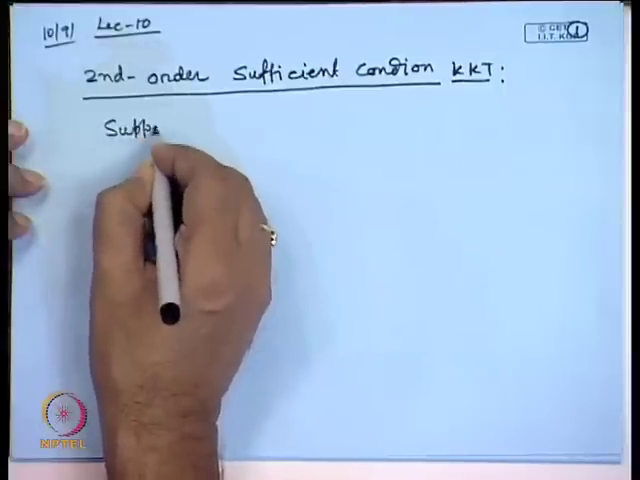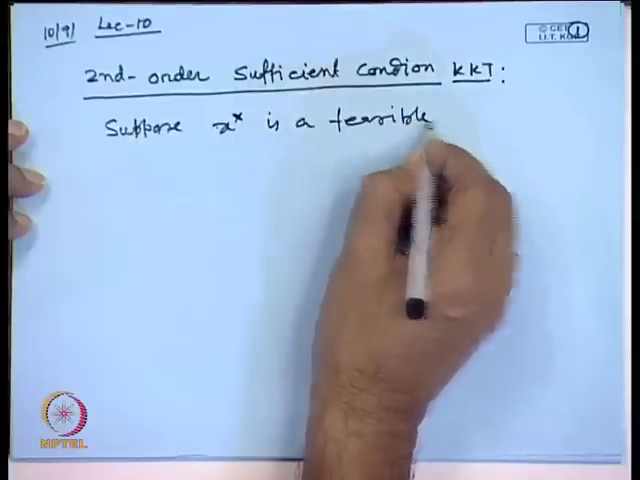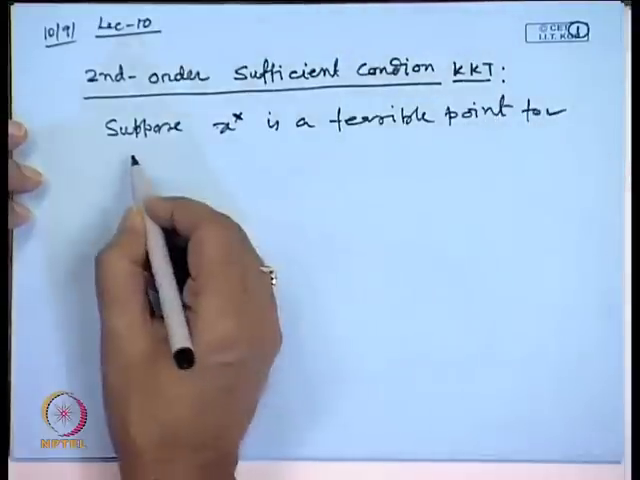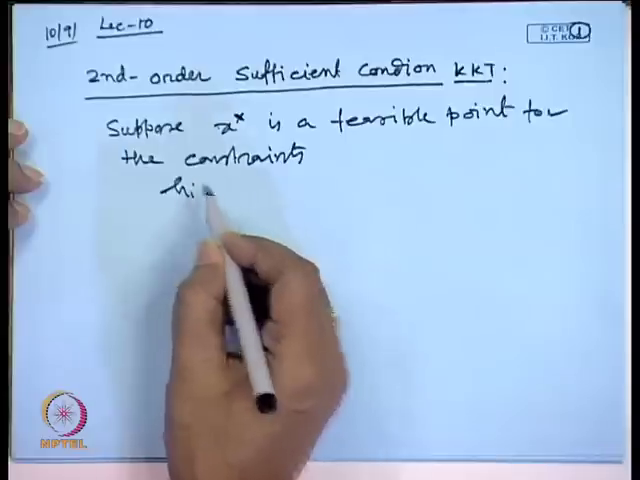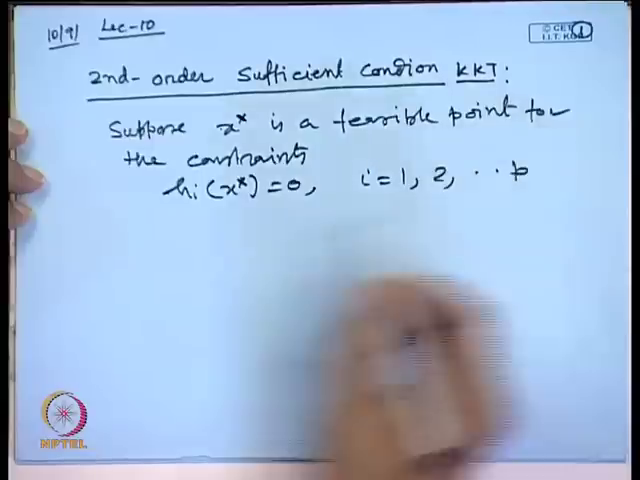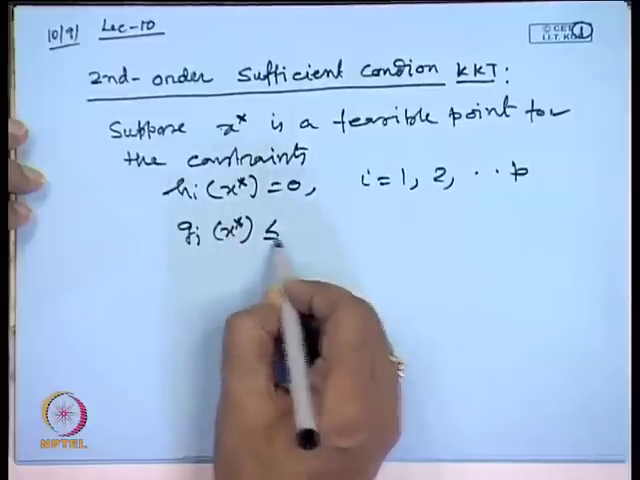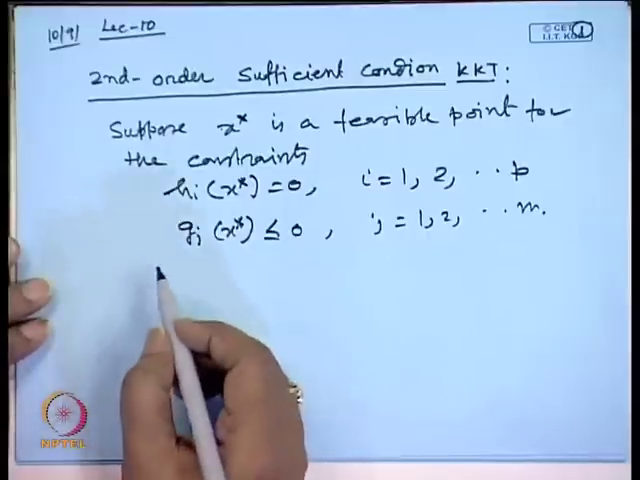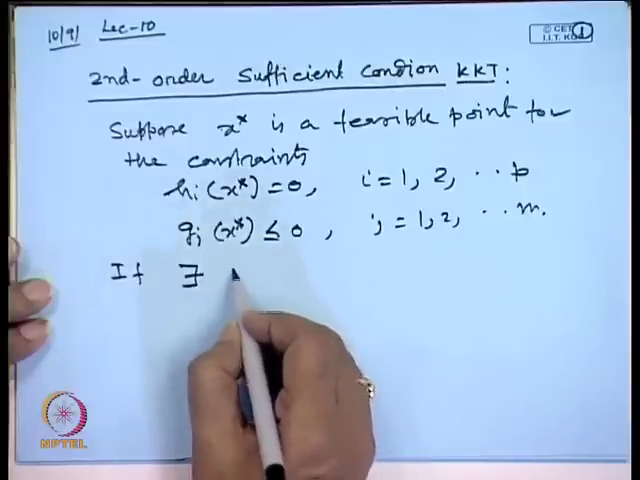Suppose x star is a feasible point for the constraints. It must satisfy the equality constraints h_i(x) = 0, and there are p equality constraints, as well as the inequality constraints g_j(x) ≤ 0 for j = 1 to m.